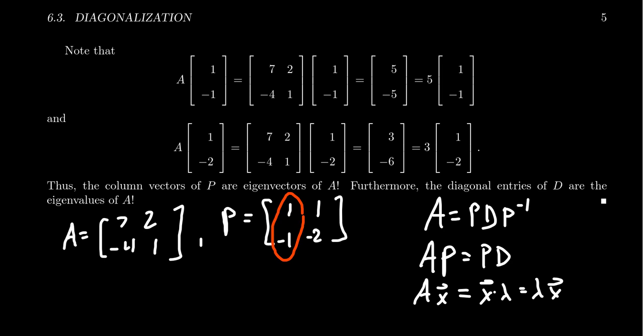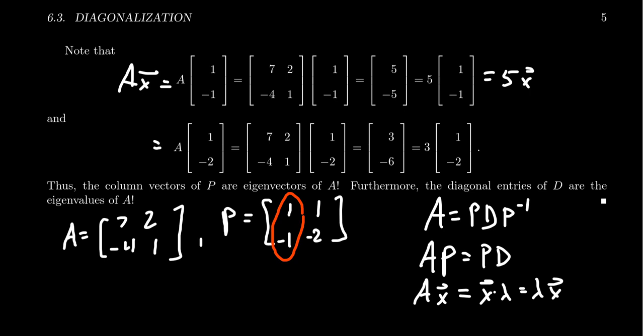And we can see this for our specific example. If you take A times 1, negative 1 right here, you work out the details: 7, 2 times 1, negative 1, the dot product says 5. And if you take negative 4, 1 times 1, negative 1, the dot product is going to say negative 4 minus 1, which is negative 5. 5 and negative 5, if you factor out the 5, you get 1 and negative 1. This, of course, is 5 times that vector x, where this was A times x. So the first column of P is an eigenvector.